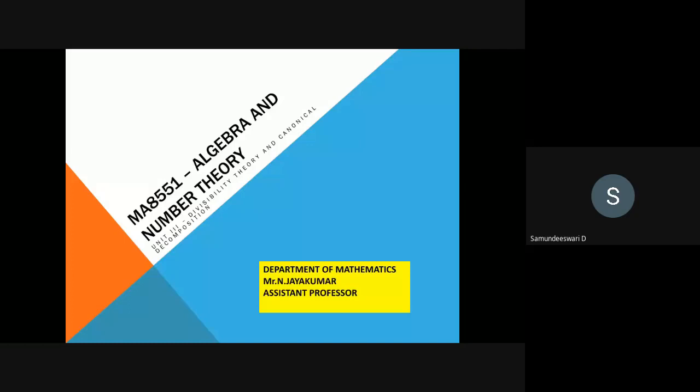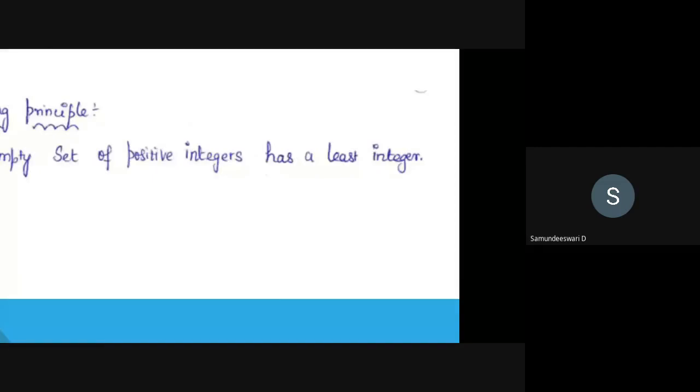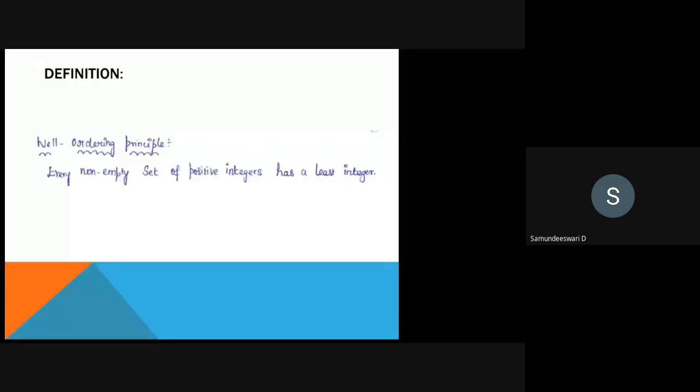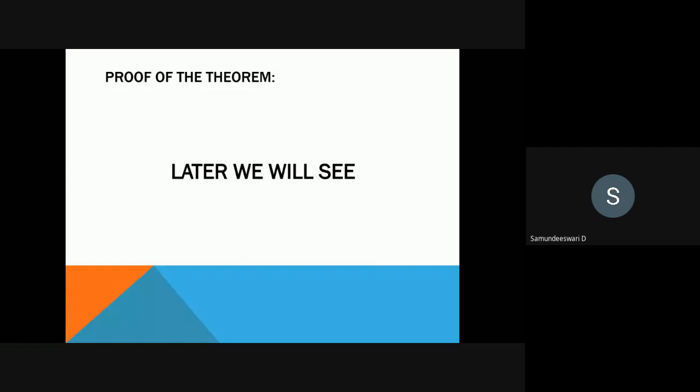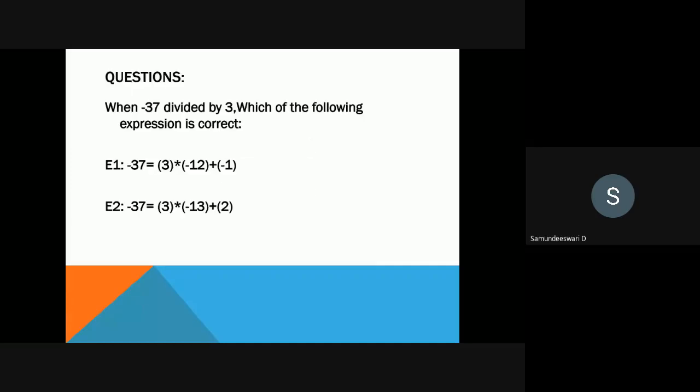Okay, so first we recall the last class. In last class, I started with the pigeonhole principle. Is it correct? Okay, what do you mean by the pigeonhole principle? If the number of pigeons is greater than the number of pigeonholes, then at least two pigeons are in the same hole. This is called the pigeonhole principle. I will show the slide.